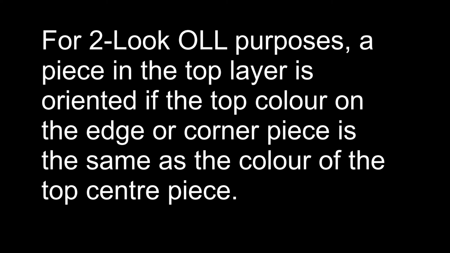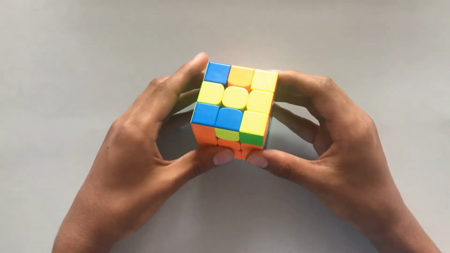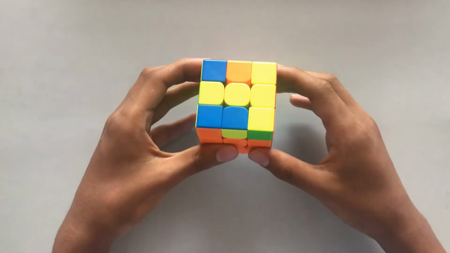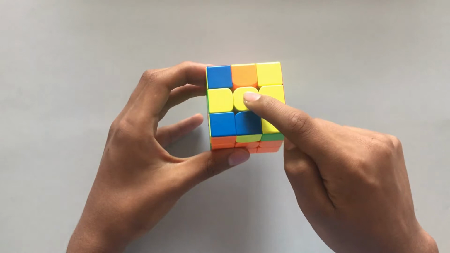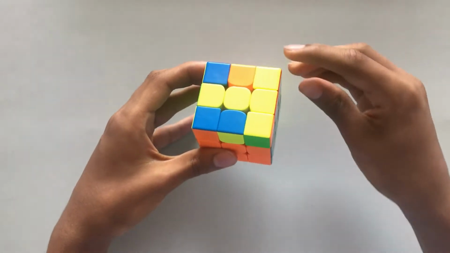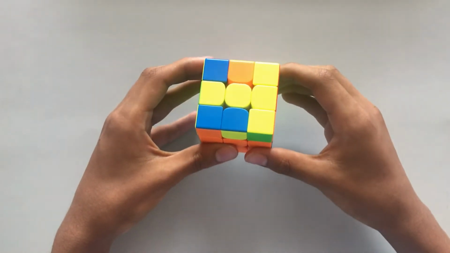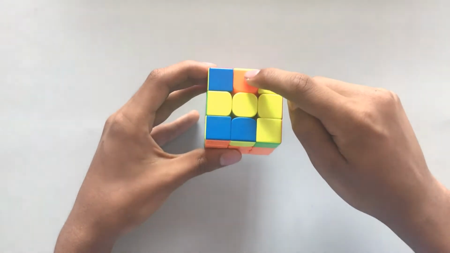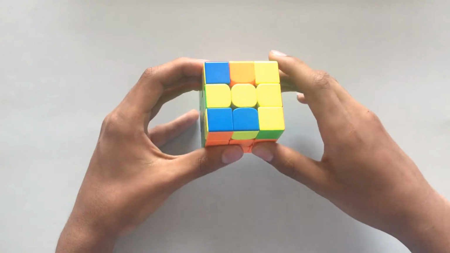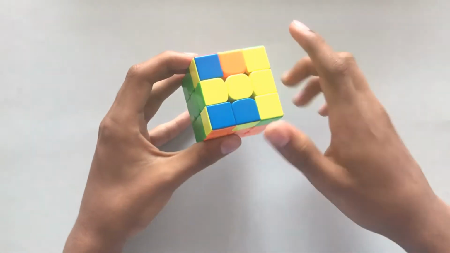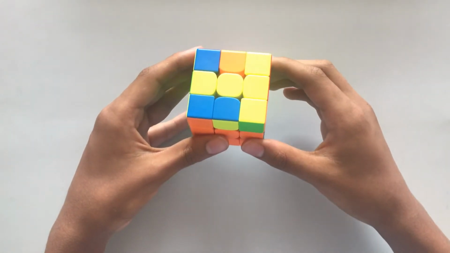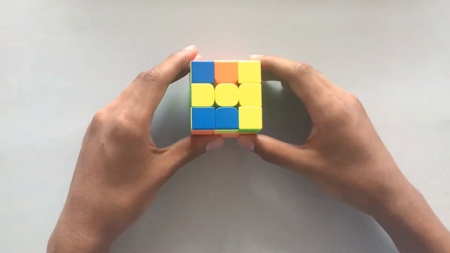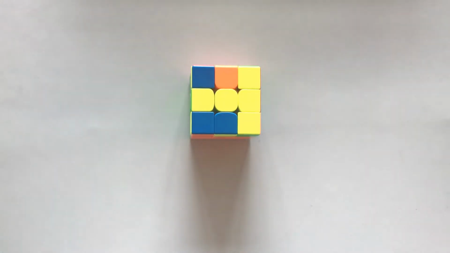For 2-look OLL purposes, a piece in the top layer is oriented if the top colour on the piece is the same as the colour of the top centre. For example, these edge pieces are oriented as the top colour on the edges and the top centre are both yellow. These 2 corner pieces are oriented for the same reason. However, these 2 edge pieces are misoriented as neither orange nor blue matches yellow, and similarly, these 2 corners are also misoriented. Now that we know the basics of 2-look OLL, let's start learning the algorithms.